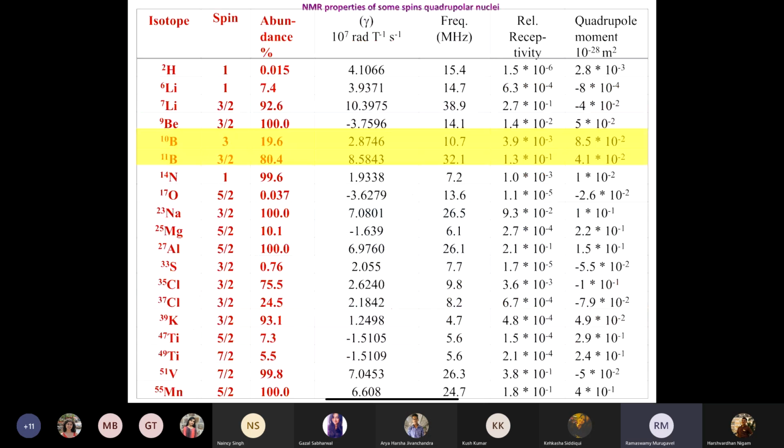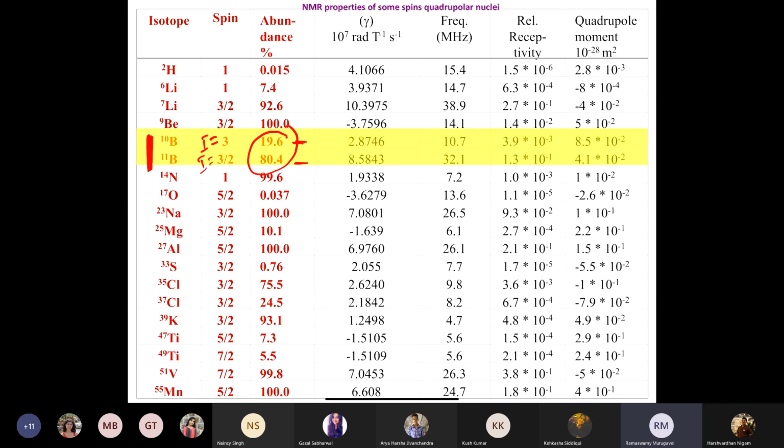So just again a table, just to give an idea about some of the quadrupolar nuclei. I just highlighted only one. I may not go beyond this. 10 boron, 11 boron. One has I equal to 3, the other has I equal to 3/2. 11 boron has the abundance of 80%, almost 4/5. This is 1/5.